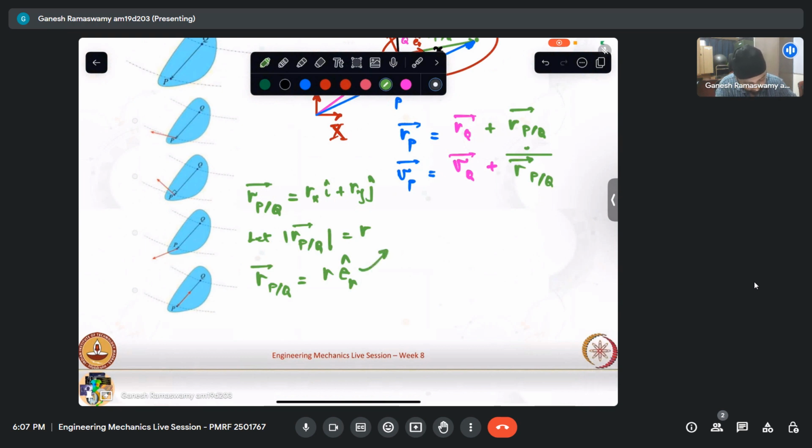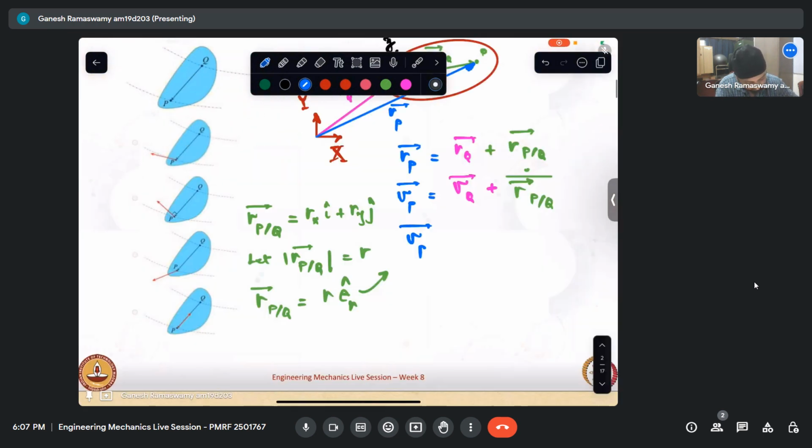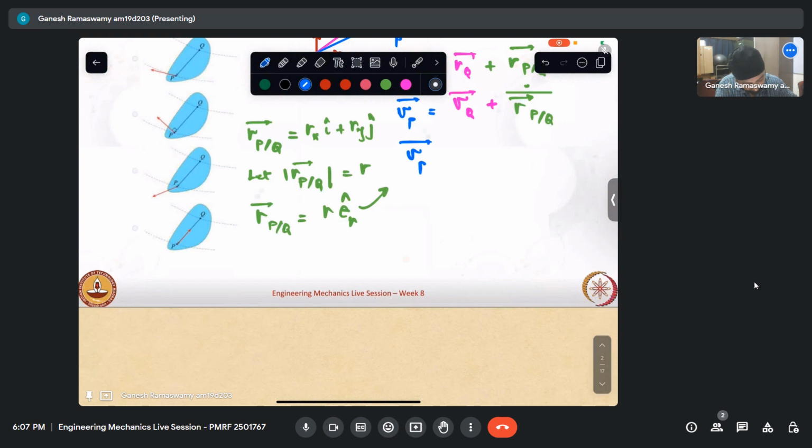So substituting this here, what do we get? So velocity of P, let me add one page here. Let me take this over there.